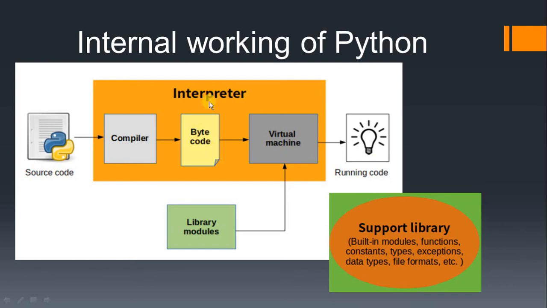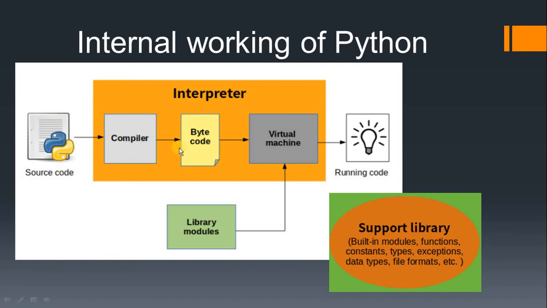That bytecode is used by the interpreter, and then the interpreter reads line by line and gives you the output. That is how the running code is generated. It's the last step and it is the output of your program. So in Python there is a use of both compiler and interpreter. Which one is used first? The compiler. It will read your code to check whether it is error free or not.